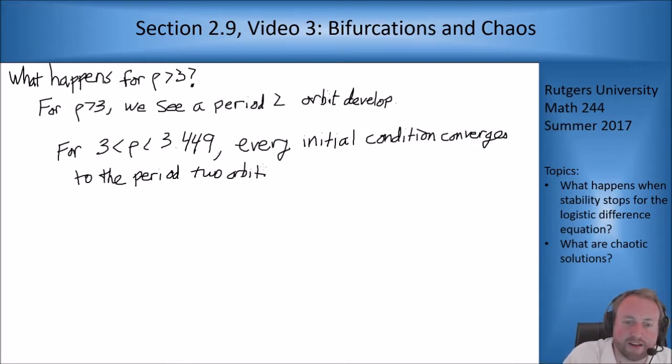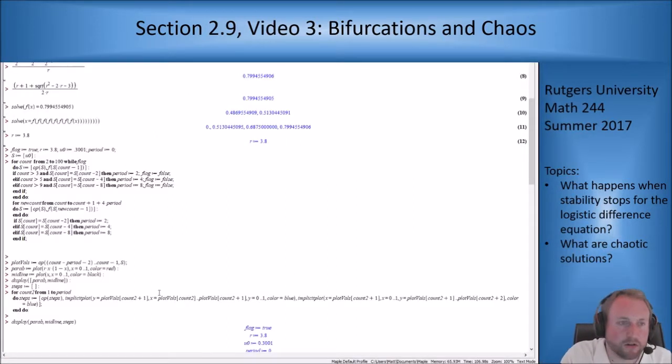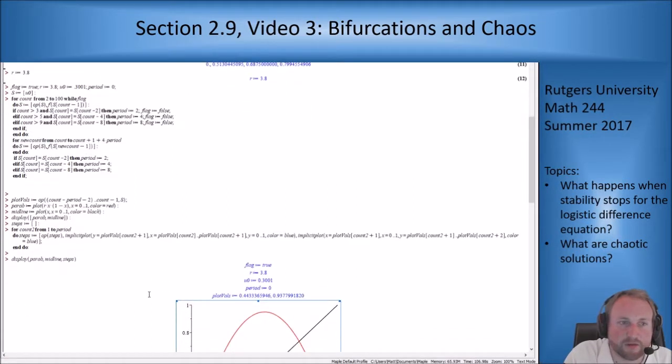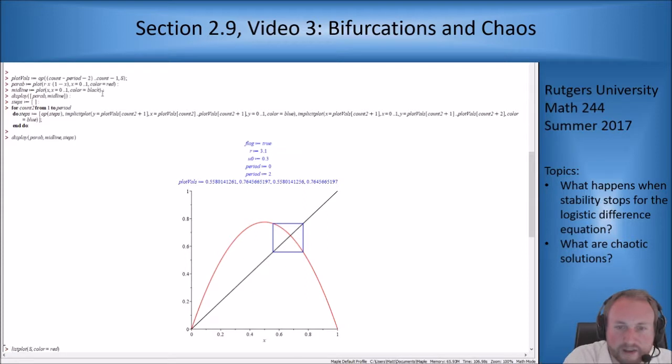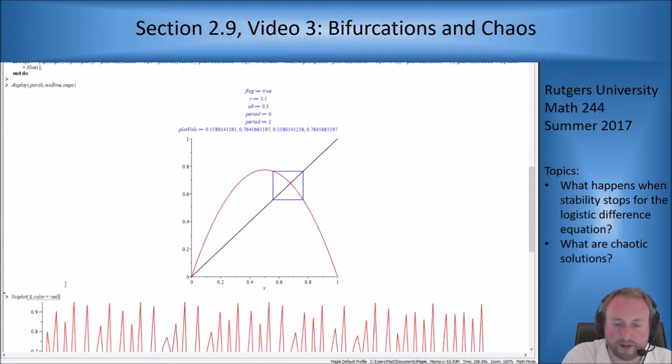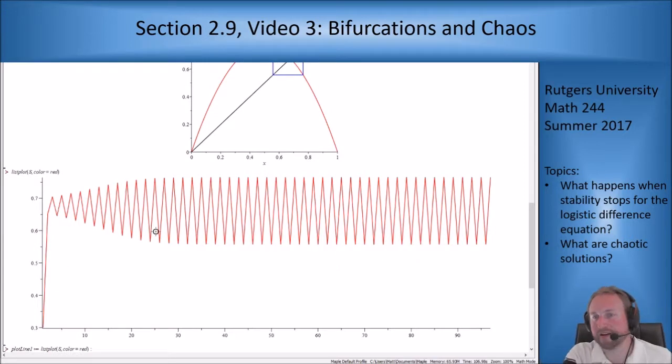Let's take a look at that in the Maple worksheet that I've written up. Here I wrote some code to do the sort of processing we were talking about before. I pick an R value, where R is my rho in this case, and see what happens. Let's say I set R to be 3.1 and my initial condition is 0.3. Let me run the code, and that's what I get. I get the box between those two values, and if I plot the solution, I get something that oscillates after a finite number of steps.